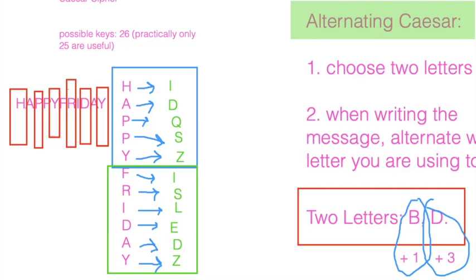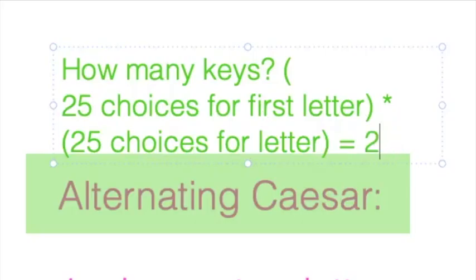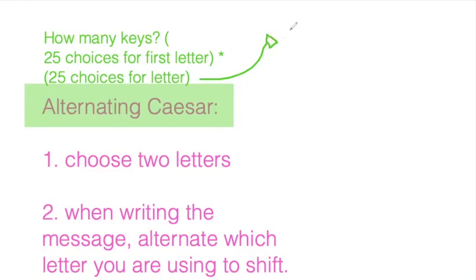Yeah, so let's look at how many keys there are in this. If we don't allow A, we have 25 choices for the first letter times 25 choices for the second letter. We're using the product principle here, and I'll have 25 squared possible keys. I don't know what that number is off the top of my head, I can always calculate it later. The important thing is I know the number of keys that I have: there are 25 keys for Caesar, and 25 squared for alternating Caesar. It's 25 times as secure.